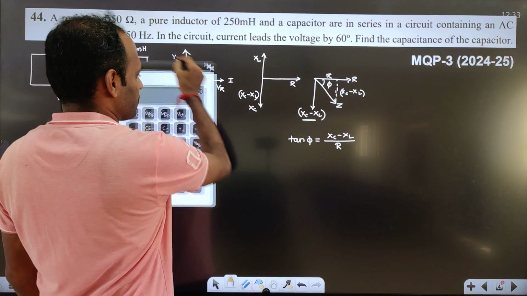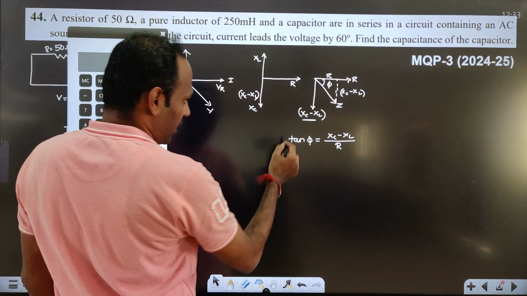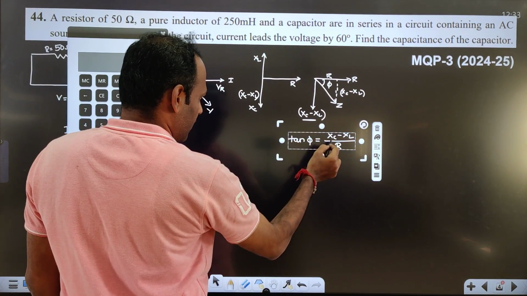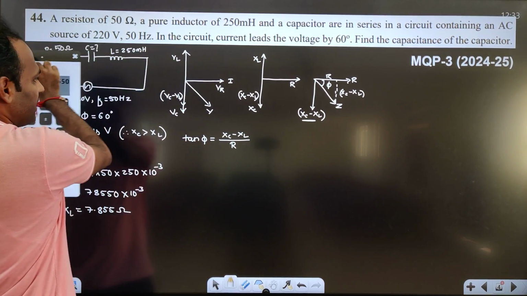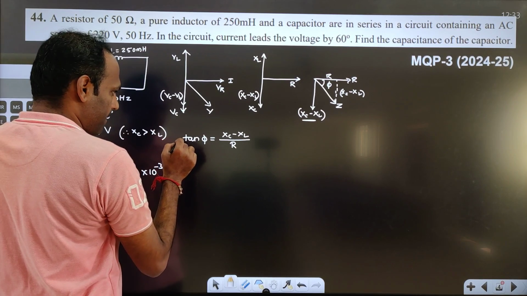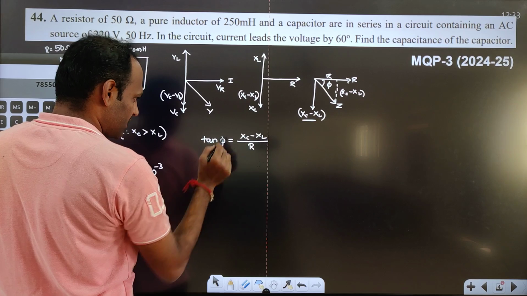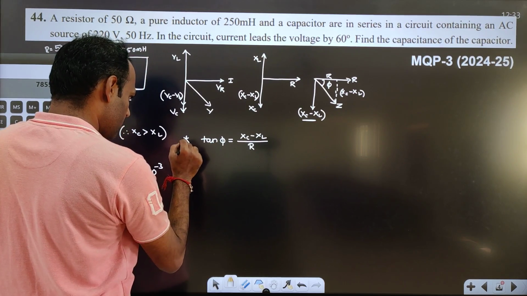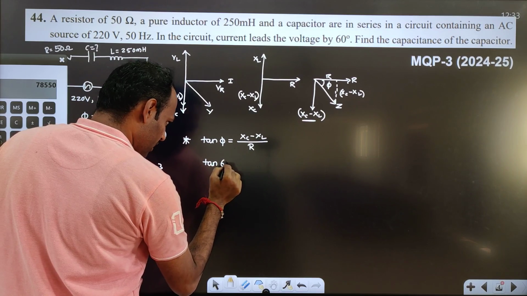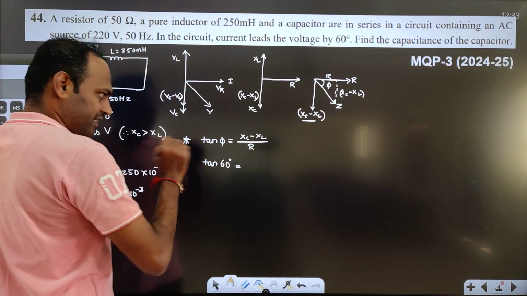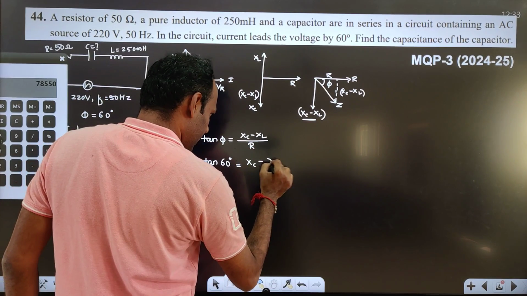Inductive reactance ನಮಗೆ ಎಷ್ಟು ಬರ್ತದ್ರಿ. Okay, ನಮಗೆ inductive reactance ಬಂತು. Now using this formula, the tan pi formula, I will calculate C. Let us calculate C. So using this only we are going to calculate C now. Right? Tan pi, tan 60 degree. Pi is given. XC we don't know. XL is 7.855.